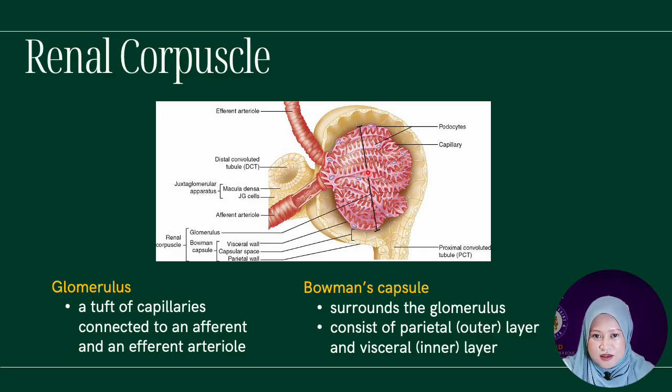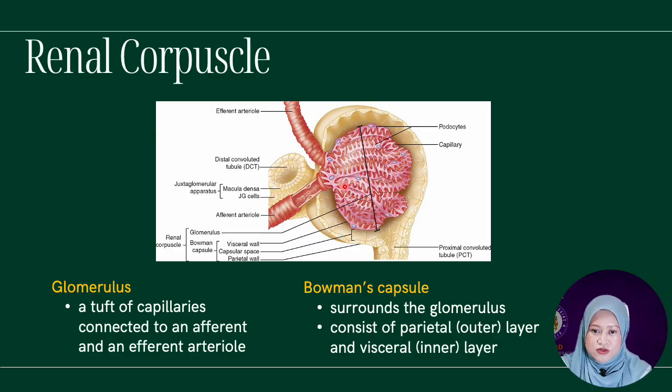And surrounding the glomerulus is Bowman's capsule. Bowman's capsule has two layers, an outer parietal layer and an inner visceral layer. The visceral layer is made up of specialized cells called podocytes. So these podocytes form part of the filtration barrier, and they play a key role in determining what can pass into the filtrate. So this entire structure is the site of filtration.